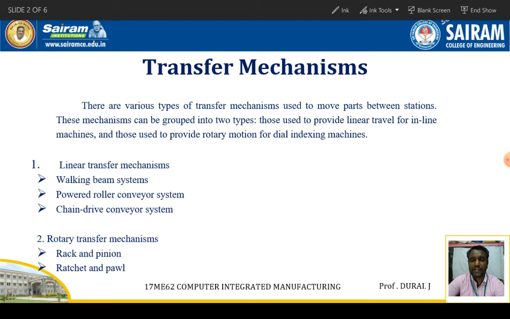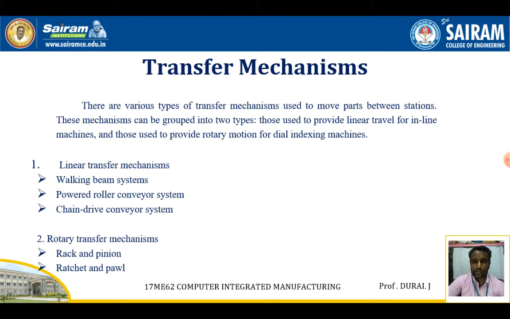One is the linear transfer mechanism. Another one is the rotary transfer mechanism. In the linear mechanisms, we are going to discuss the walking beam mechanism, powered roller mechanism, and chain drive conveyor system. In the rotary mechanism system, we have rack and pinion, ratchet and pawl, as well as Geneva wheel mechanism and cam mechanism. These are all the things we are going to discuss in this topic. First we are going to discuss the linear mechanism.